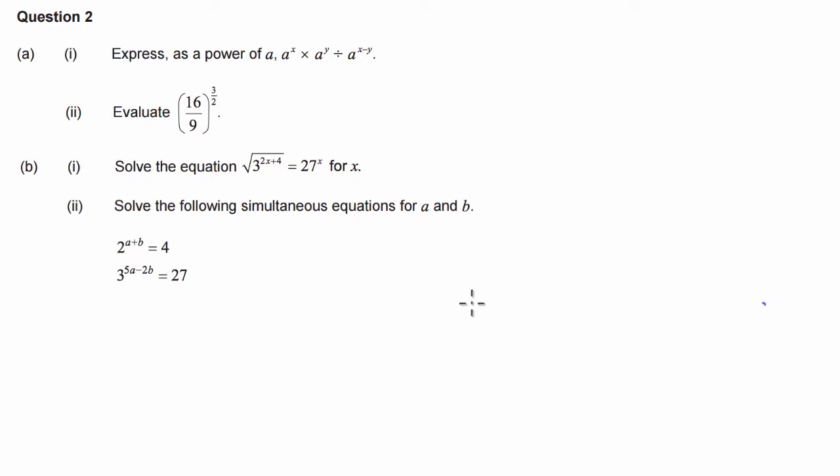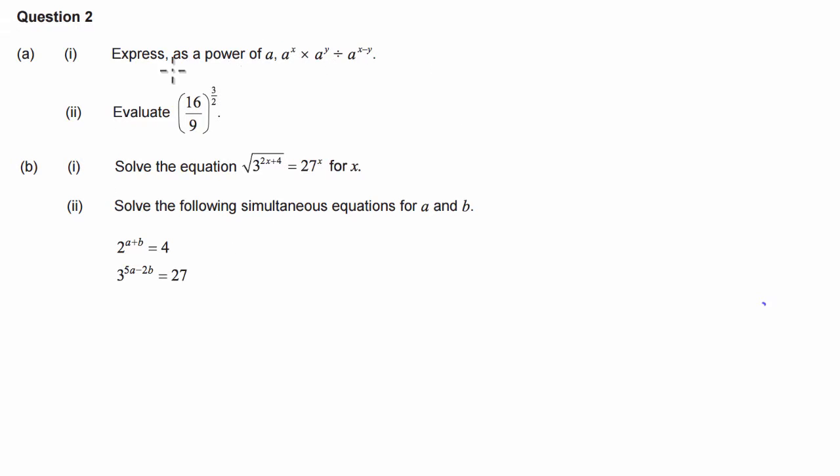G'day guys, a lot of people have been asking me about how index laws or indices are going to be used in their exams or what sort of questions they can look out for. So what I've done is I've just gone to a past exam and pulled out what I think is a standard index law style question, where it's just asking you to use index laws to solve or simplify some of these expressions.